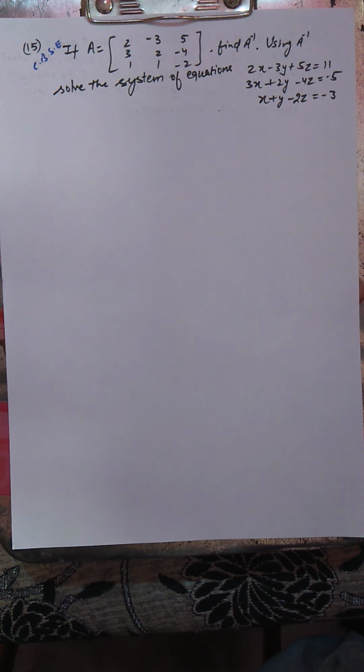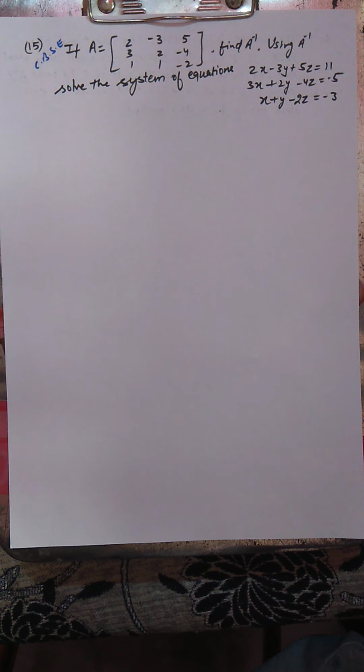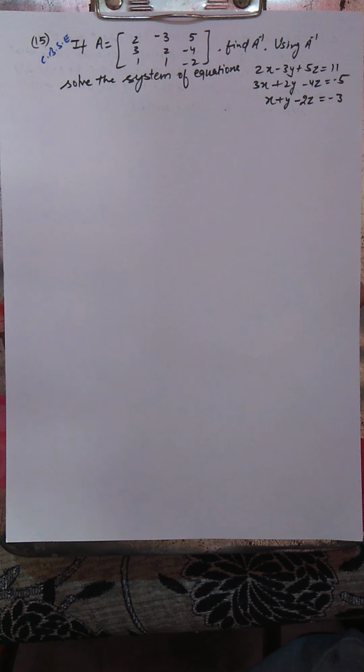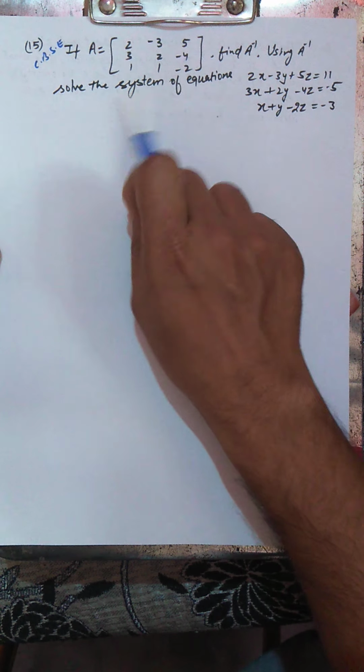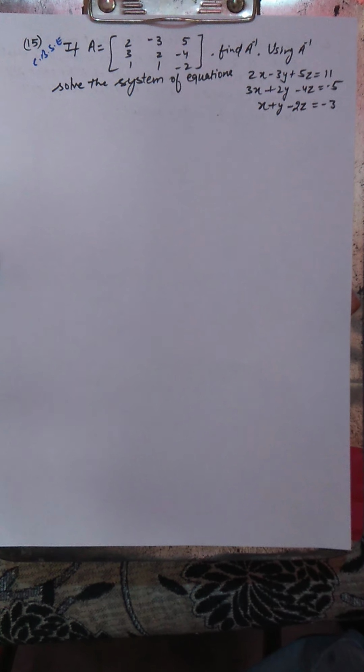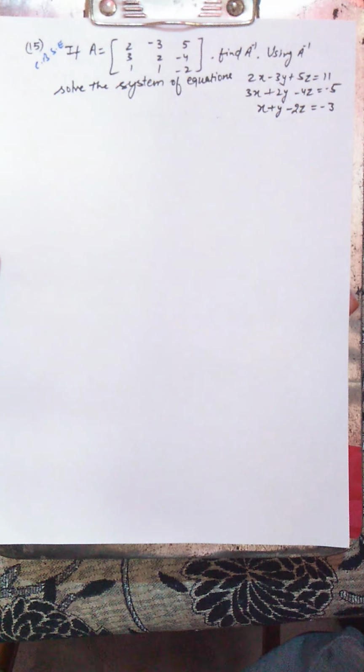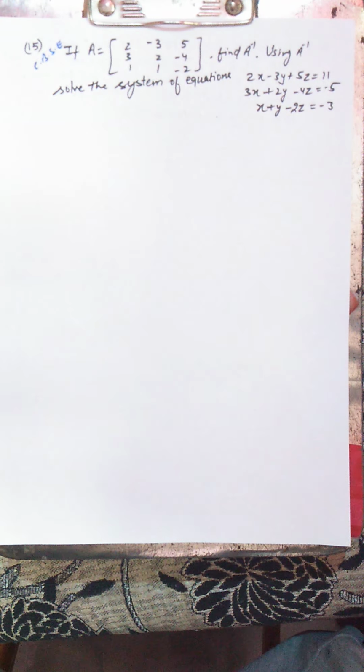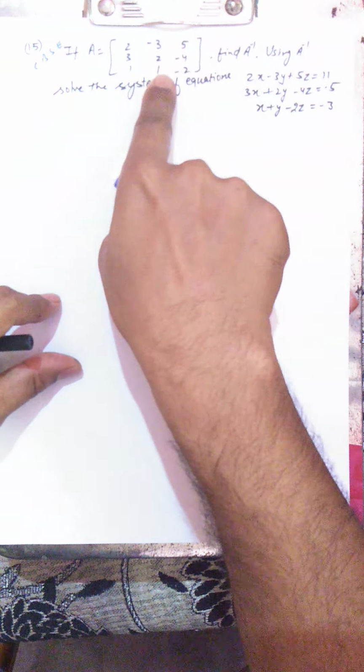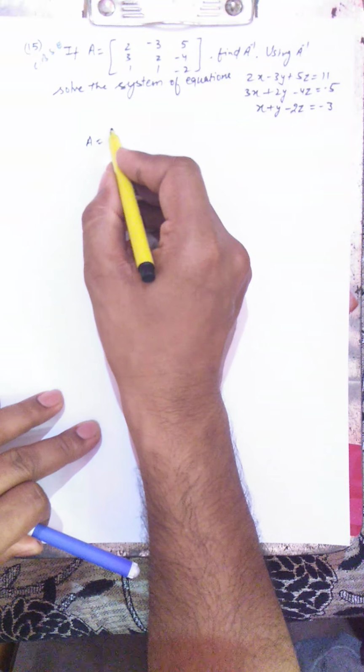Now we'll discuss question number 15, which was asked in the CBSE exam, so I've written that on CBSE. See this: if A equal to this is given already, find A inverse. Using A inverse, solve the system of equations. You can see that this A is actually this. Ultimately you just have to find A inverse, and A is the same as the coefficient matrix of this system of equations.